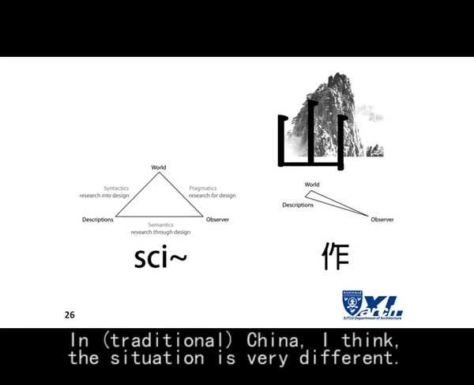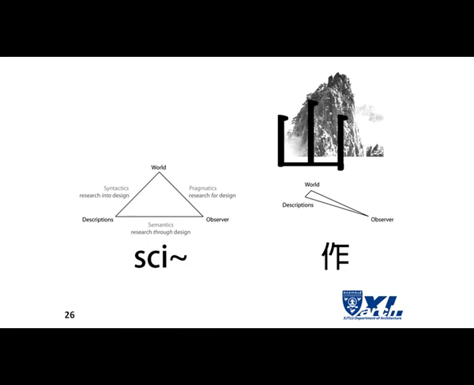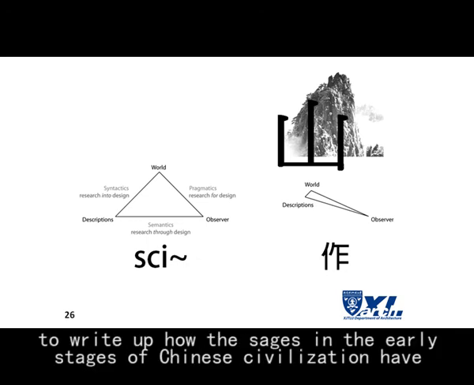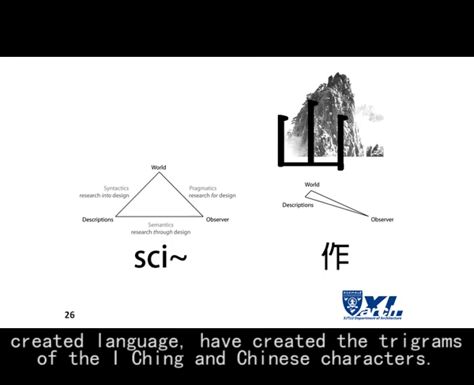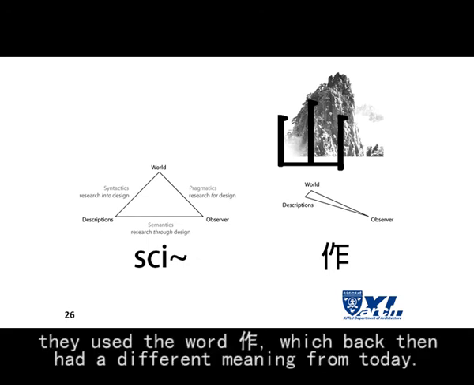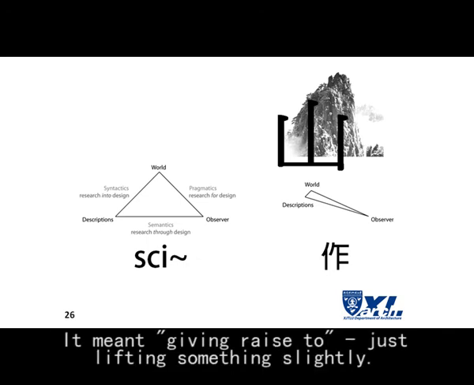So in China, the situation I think is very different. In the Warring States period and in the Han period, people have begun to write up how the sages in the early stages of Chinese civilization have created language, have created the trigrams of the I Ching and Chinese characters. And back in those days, when they describe this act of inventing characters, they use this word zuo, which back then had a different meaning from today. It meant giving rise to, just lifting something slightly.